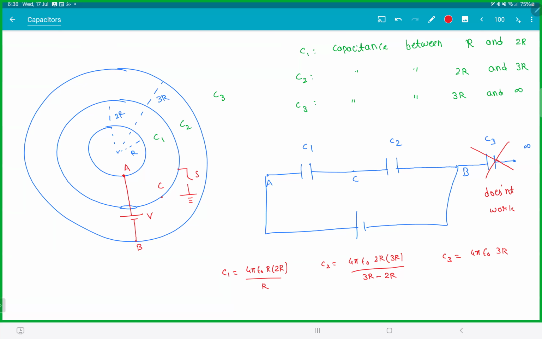If you ground the middle plate, suddenly something changes. So that would be the question: find the ratio of capacitance before and after grounding. When you ground, the potential at V becomes 0, and the potential at infinity also is 0. Now suddenly C3 will come in the picture.